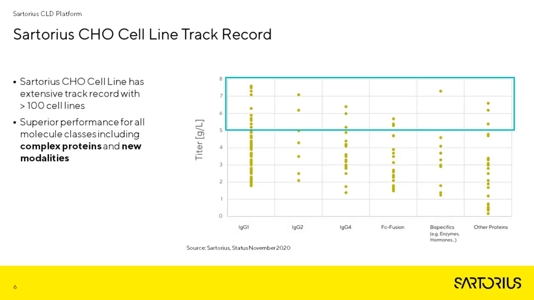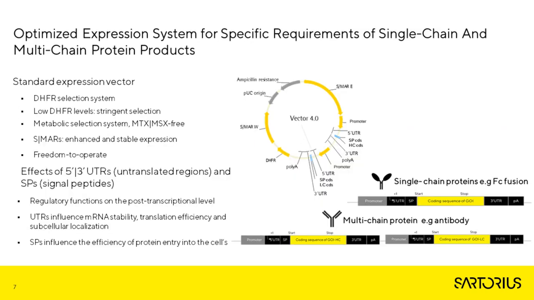Before that, a quick look at the track record that we have so far with our CHO cell line. So we are proud to say that we have generated more than 100 cell lines so far. And when you look at the modalities, it covers the entire spectrum of the different therapeutic modalities. And when we look at the titers, we see that across all these modalities, we are able to reach high titers of 5 to 8 grams per liter very often. So that's so far about the Sartorius cell line development platform.